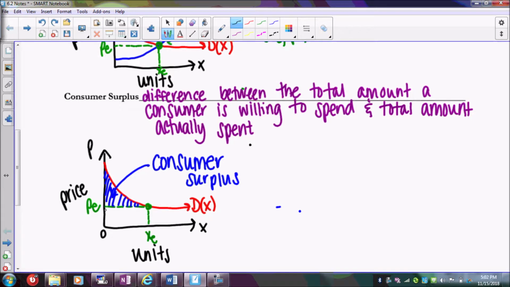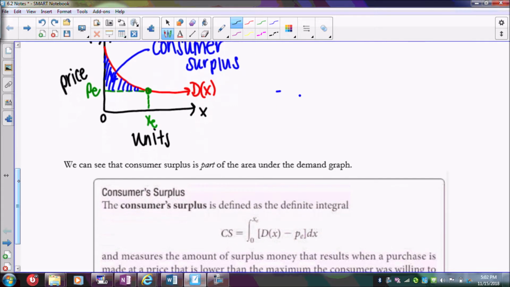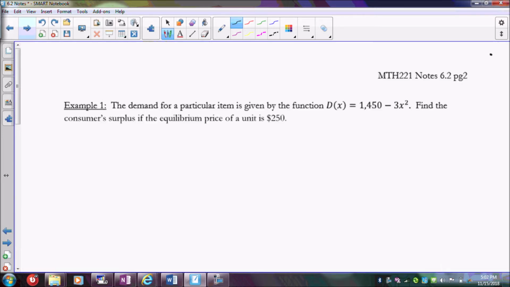That's where, if you look down below, this formula comes from. It says that the consumer surplus is equal to the integral from 0 to that x value at the equilibrium point of the greater function, which is the demand function, minus the constant. So that's where this comes from. Let's go ahead and look at an example so you can see what this means and what this looks like in terms of calculating.